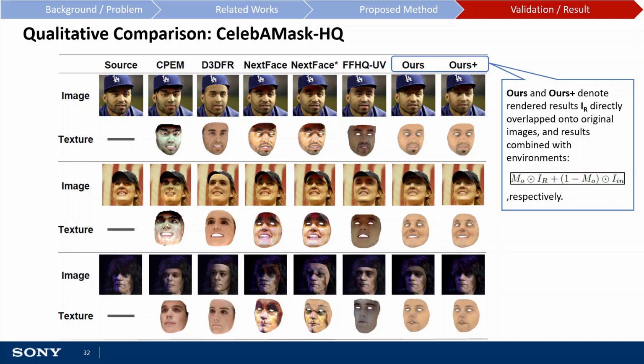Comparing on CelebA Mask HQ, as shown in the figure here, we can observe that DeFace continues to perform well in the task of recovering clear textures from challenging input. Additionally, the reconstructed results exhibit a higher degree of realism when compared to the outcomes produced by other methods. Here, R and R plus denote rendered results directly overlapped onto original images, and results combined with the environments using the following equation on the slide, respectively.